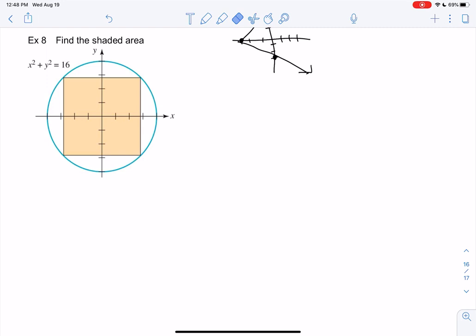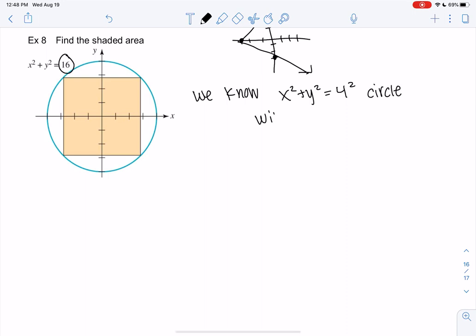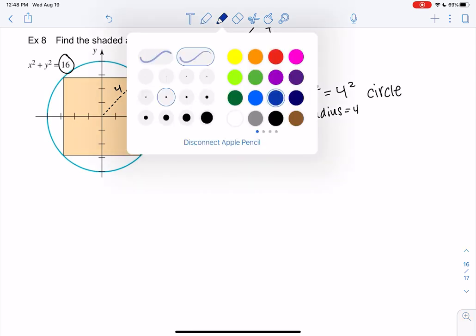Let's find the area of this square. So if we want to find the area of the square, we need to find these sides. But how can we find these? So let's figure out what we do know. We know the circle, right? X squared plus y squared equals 16 would be the same as 4 squared for 16. Is a circle, right, with a radius of 4. So that might help us. I'm going to draw it right on the diagonal because then it uses the circle and it uses the square. So maybe that could help us figure out these other two sides.